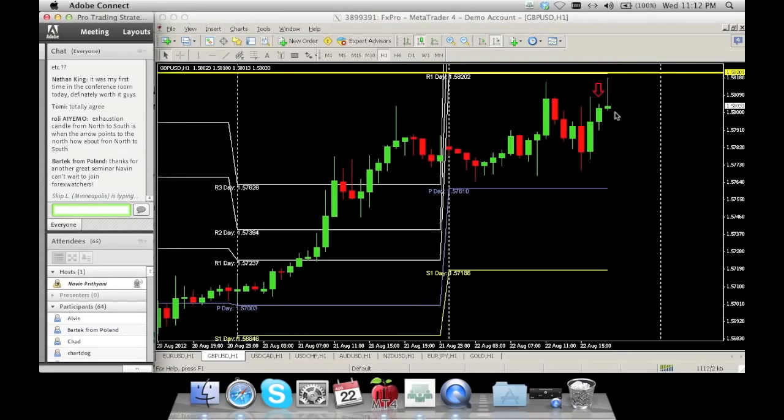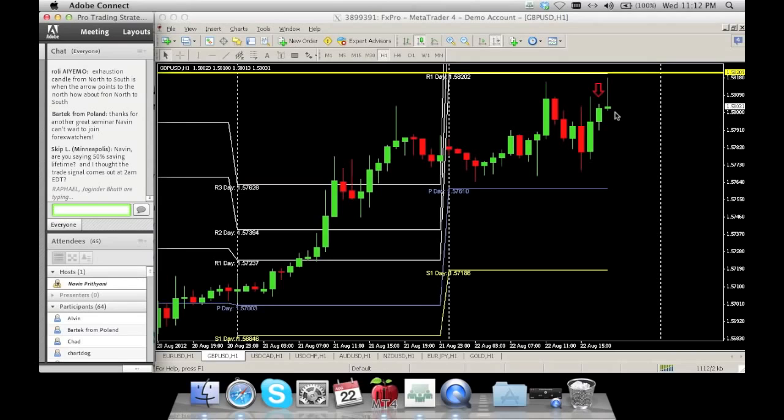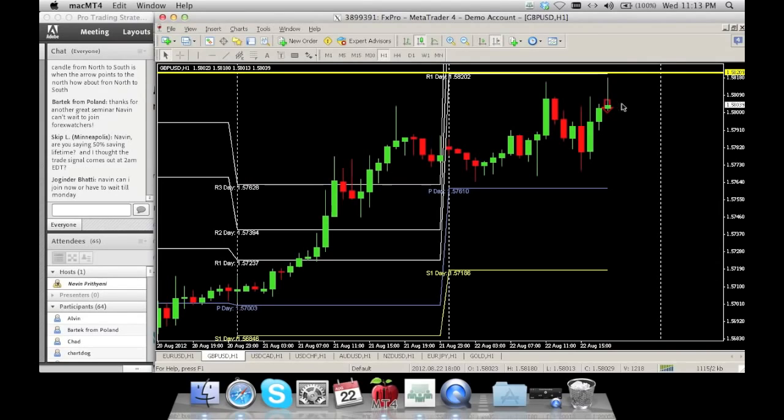Rolly, exhaustion candle from north to south is when the arrow points to north. How about from north to south? Okay, yeah, Rolly, sorry about that. Let me show you. This is an exhaustion that tells you the market wants to go down. Obviously you have to wait for a candle to close, but something like this. This tells you it's an uptrend, and it wants to turn around and go down.